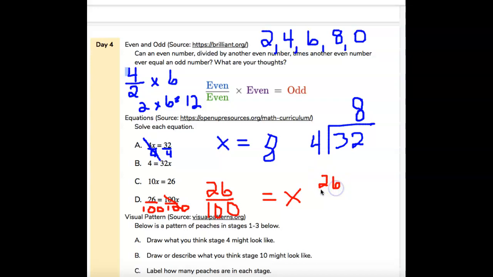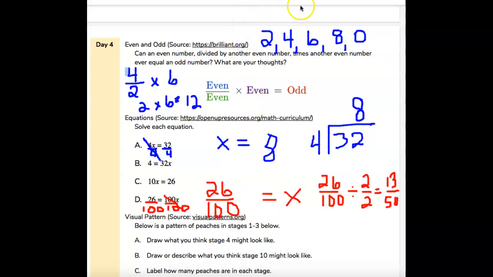you take your 26 hundredths and you say, oh, they're both even. One ends in 6, one ends in 0, so they're even. All even numbers are divisible by 2. So 26 divided by 2 is 13, and 100 divided by 2 is 50. So whether you write this or this, they're both right. I just wanted you to see that there might be a fraction in there.